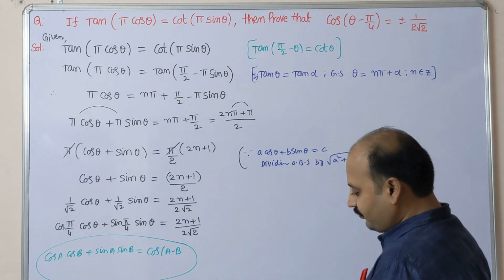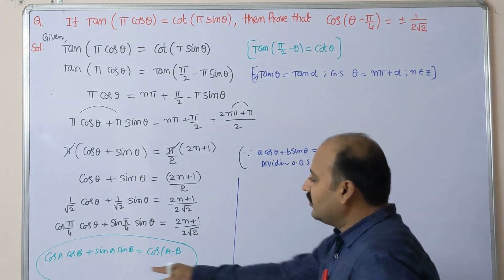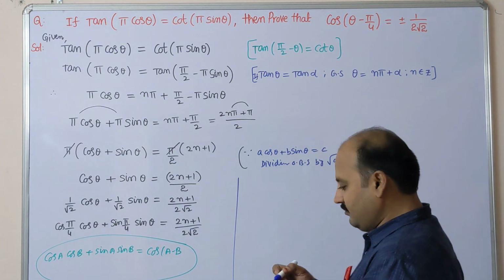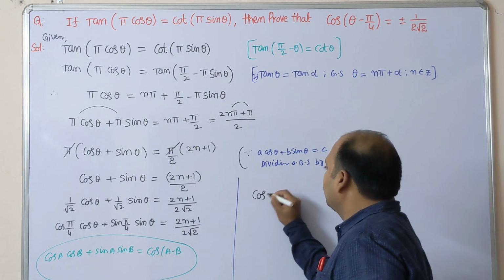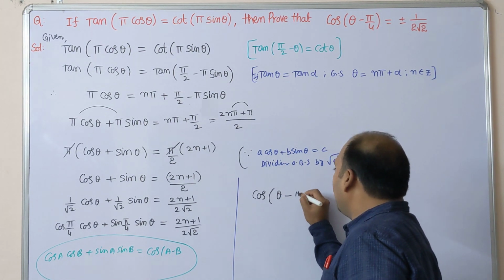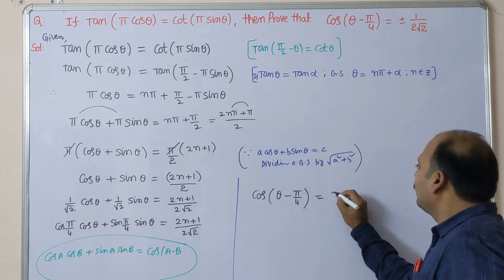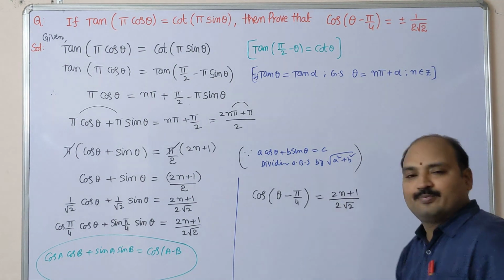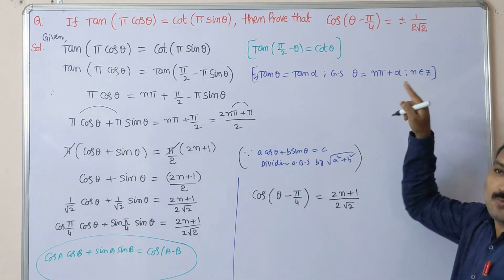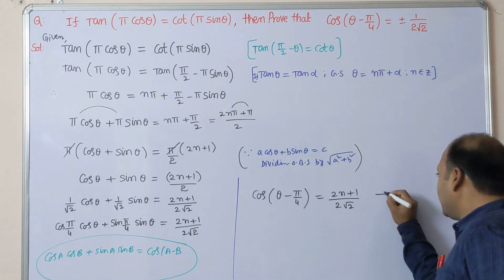So this becomes cos theta minus pi by 4 is equal to 2n plus 1 divided by 2 root 2. But they are asking to prove plus or minus 1 by 2 root 2. Keep that as equation number 1.